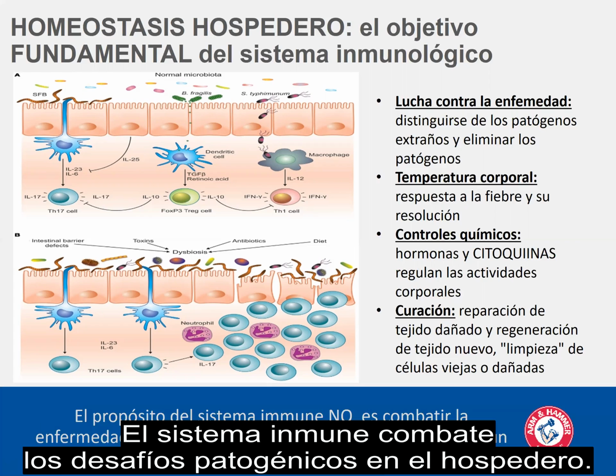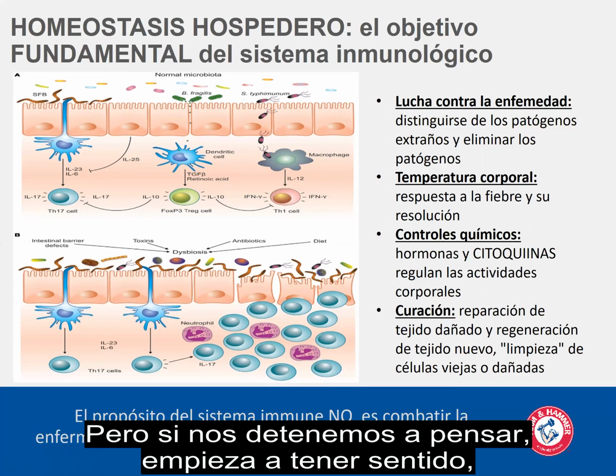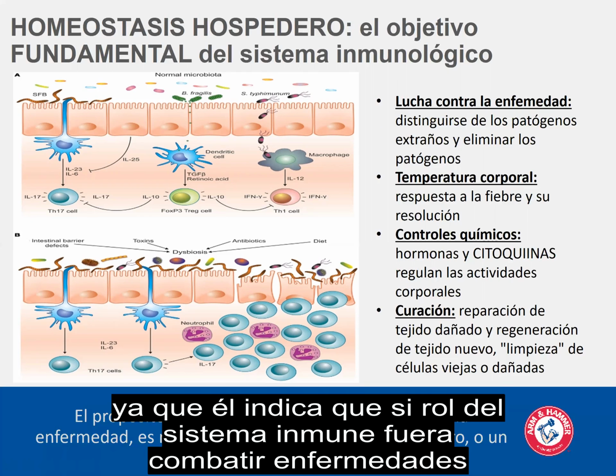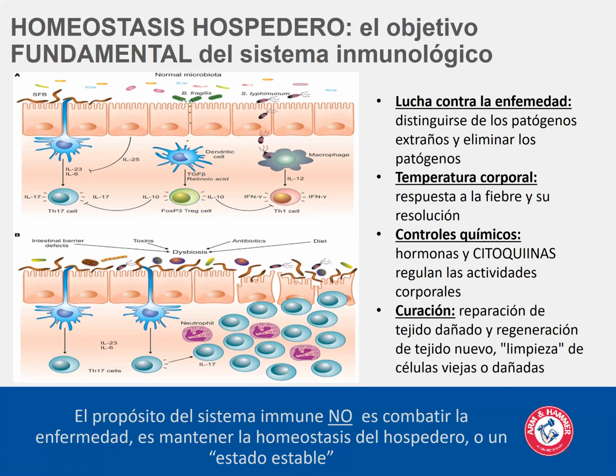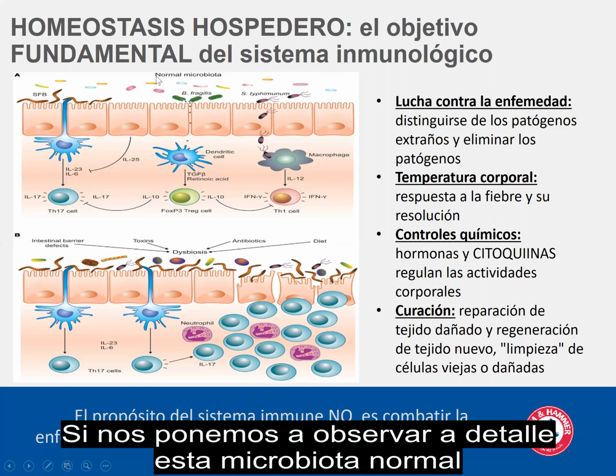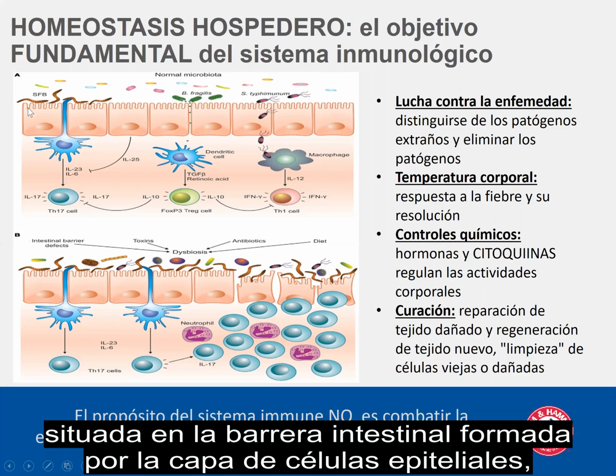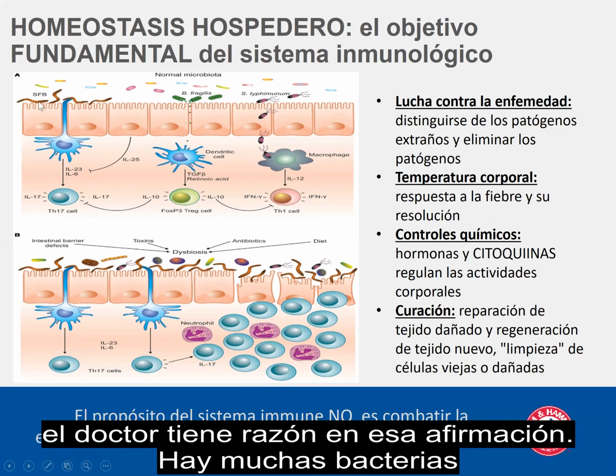It has to be. That's exactly what the immune system does. It combats pathogenic challenges to the host. But if you think about it in a little more detail, it starts to make sense. Because he said that if the immune system's role was to combat disease or fight pathogenic bacteria, it's doing a horrible job. And if you think about this normal microbiota that's along the barrier of the gastrointestinal tract along the epithelial cell layer, he's right.